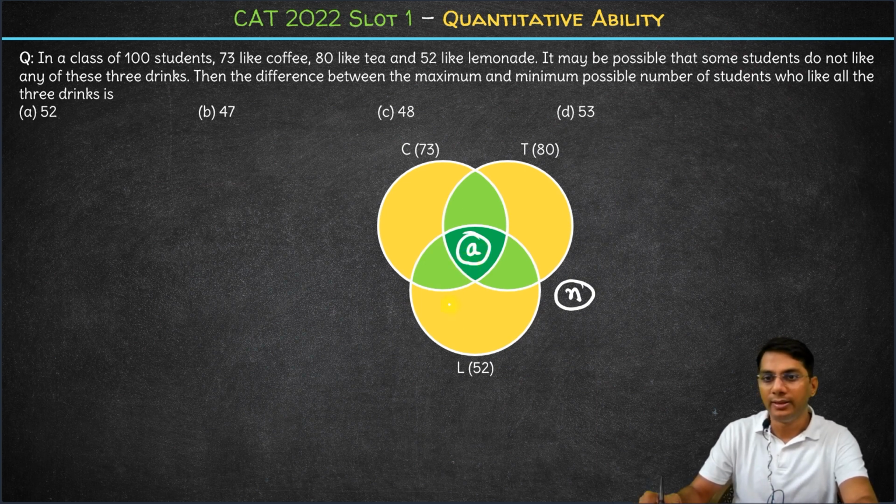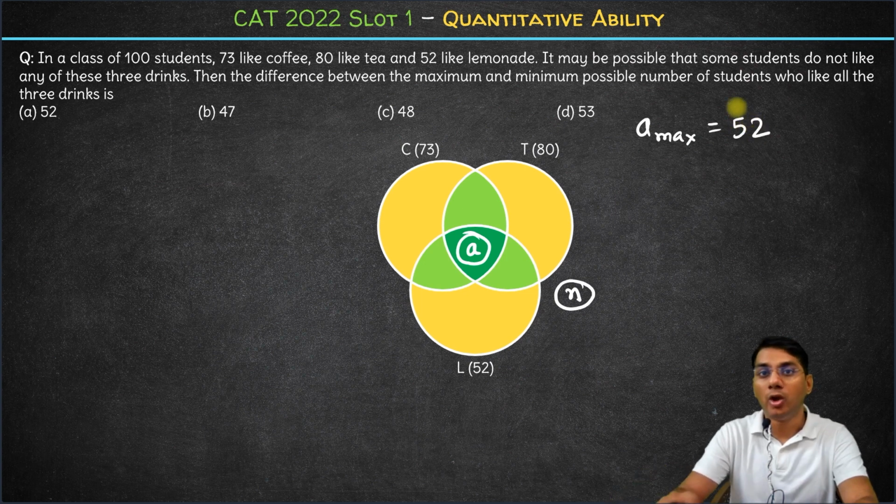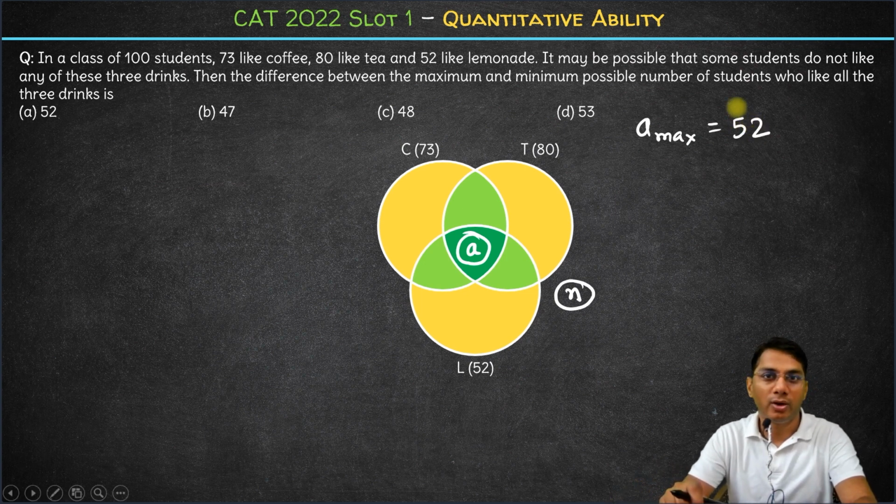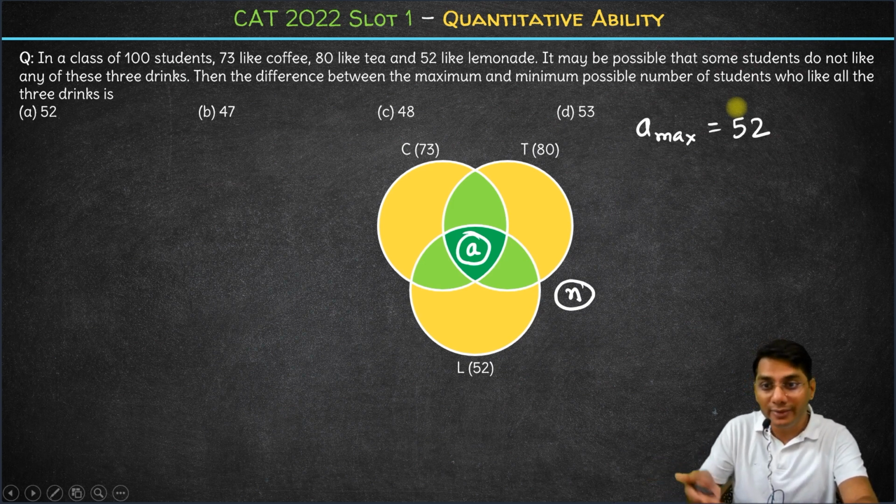Think about it. The maximum possible value can be the least of these three values, right? The least of these three is 52. So A max has to be 52. Not more than 52 people can like all the three drinks. Can 53 people like all the three drinks? Well, 53 people don't even like lemonade. So how can they like all the three drinks? So the maximum value A can take is 52.